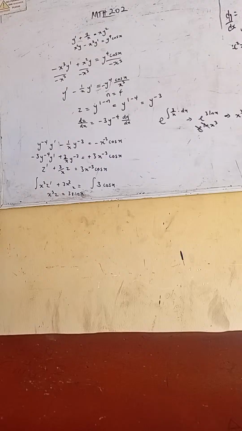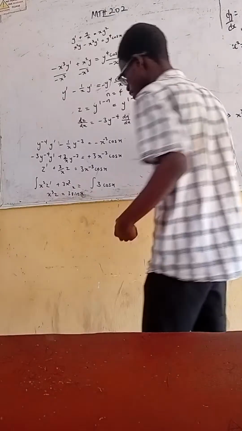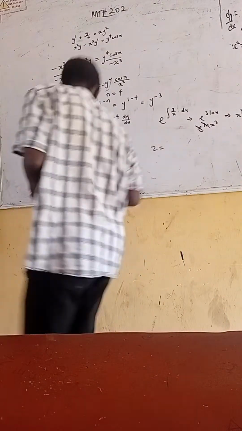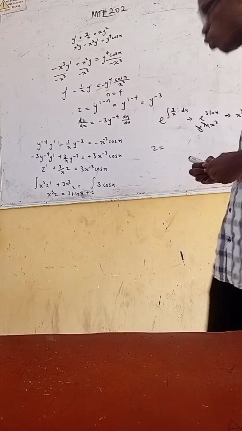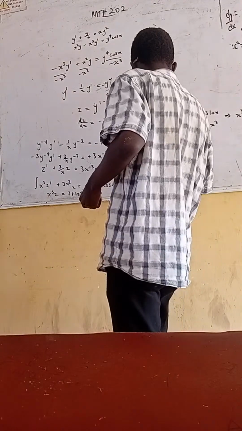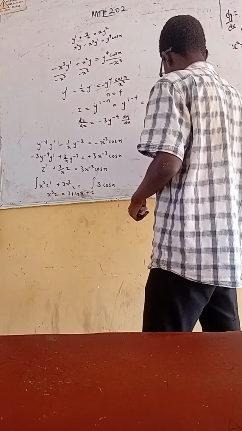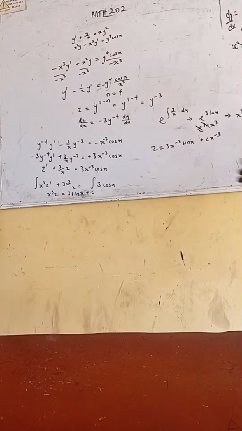Z equals 3 sin x, plus c, divided by x cubed. We now have z equals (3x minus 3 sin x) plus cx, right? So this is our z.